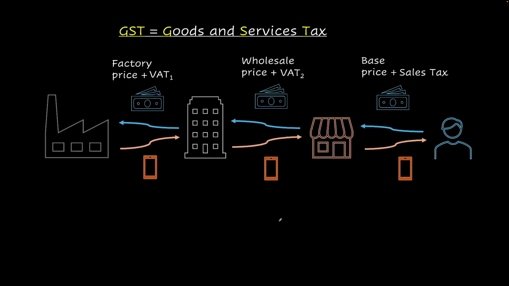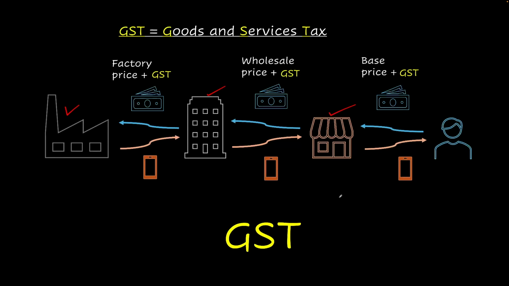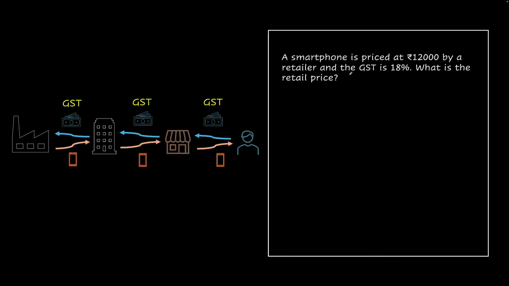Now we come to the most important tax, which is the current tax known as the goods and services tax. A factory, a wholesaler, a retailer, a shopkeeper, all of them applied different taxes known as VAT and sales tax earlier. And we had a bunch of other taxes as well. So the government decided, why not make it simpler, and let's combine everything into one type of tax, which is known as the GST, the goods and services tax. And that's why we now have GST all over, and we don't have the terms of VAT and sales tax anymore.